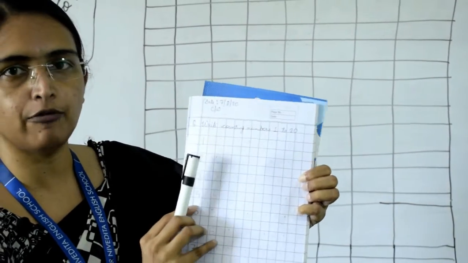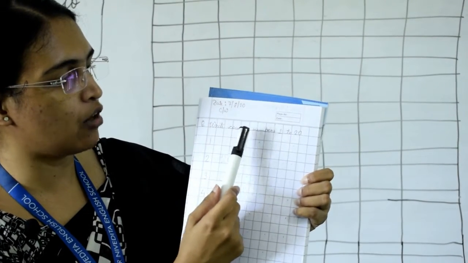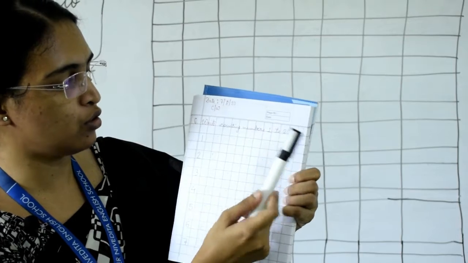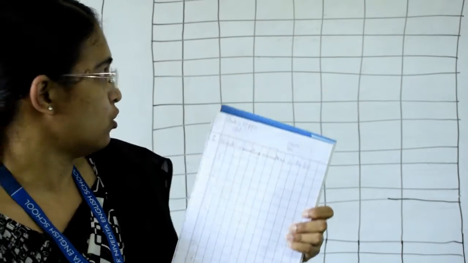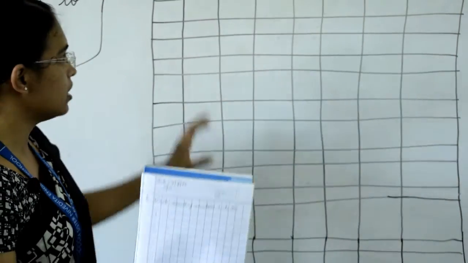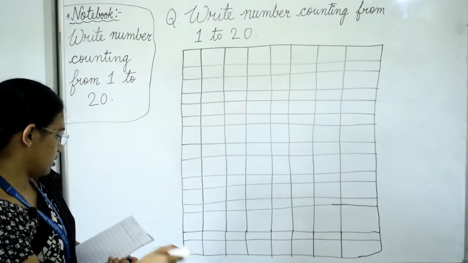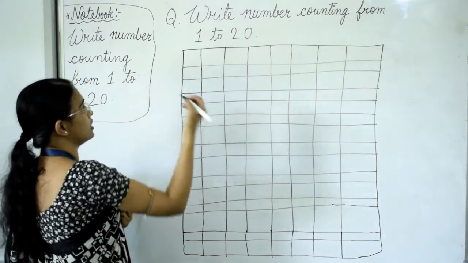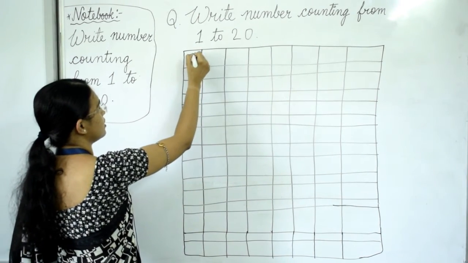Then with the help of your parents, write this question. What is the question? Write counting numbers 1 to 20. Now after writing this, what you have to do, this is the page of your math copy. Like this I have made this page on the board. Now you have to tell your parents to write from 1 to 20 in this way.